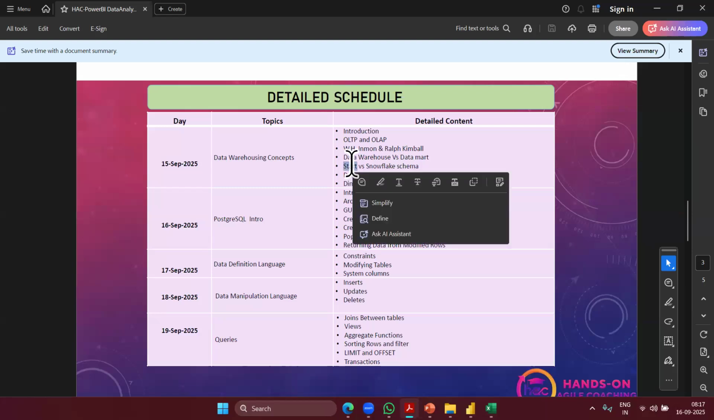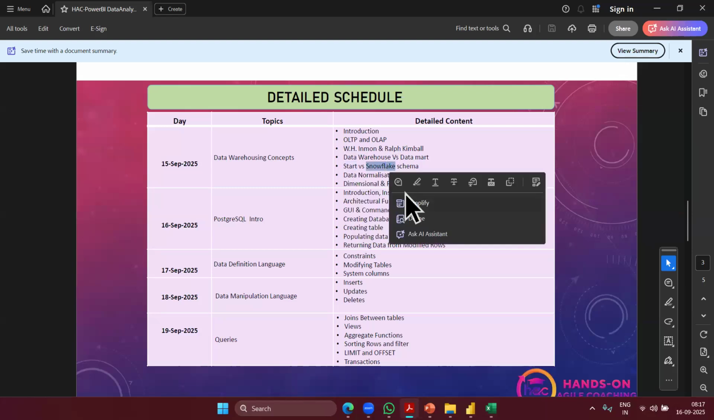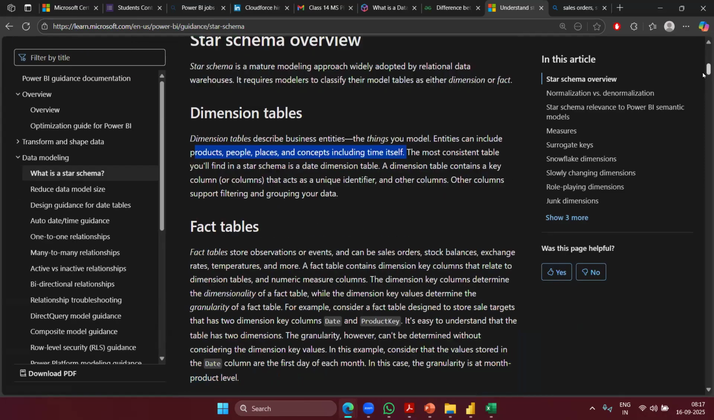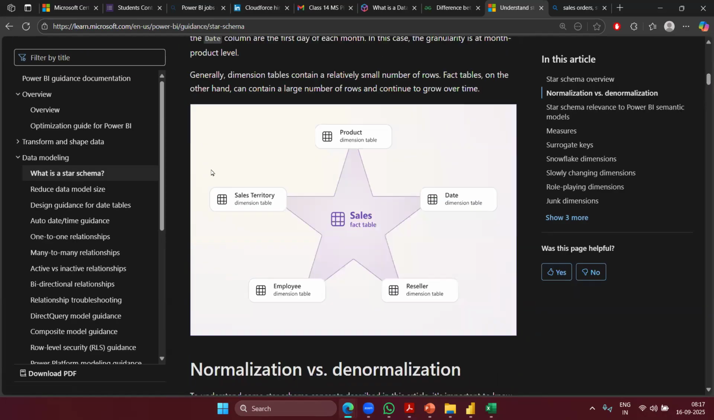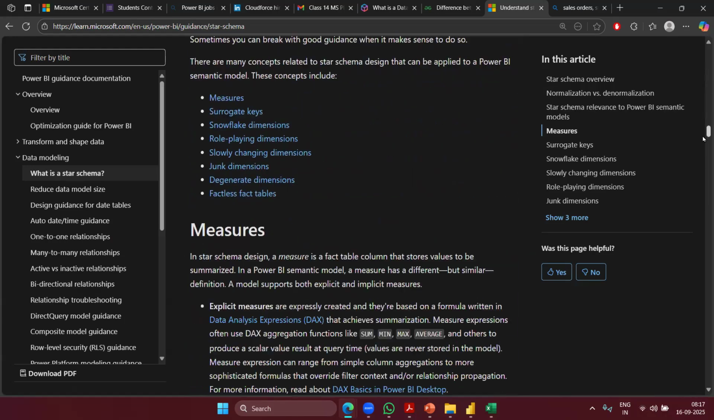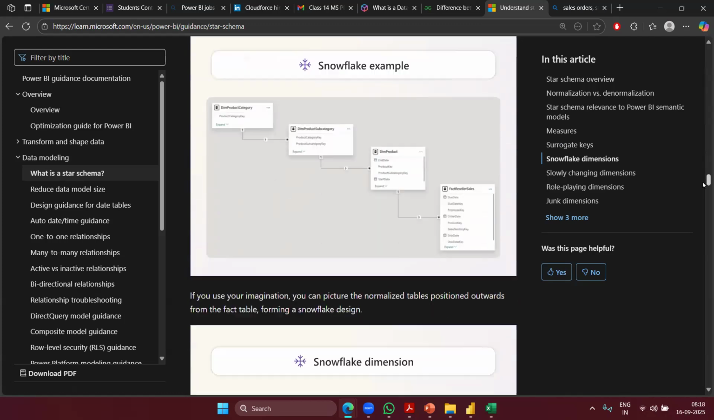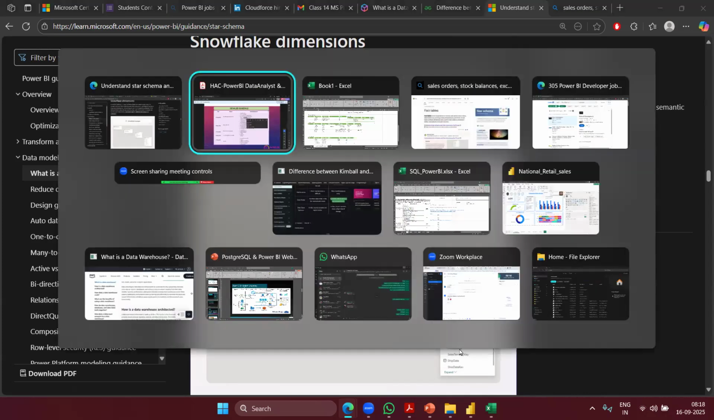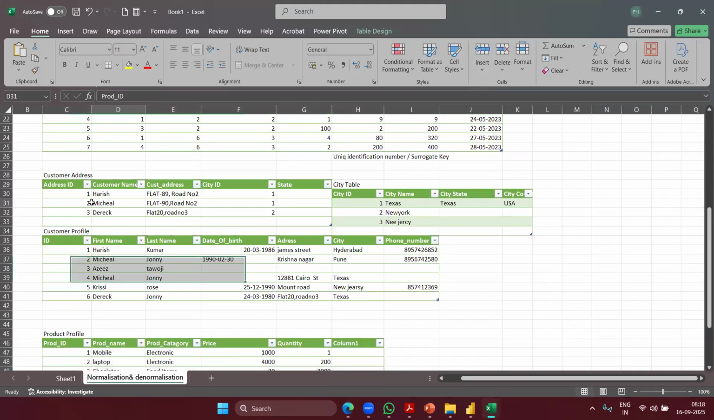Normalization, denormalization, star schema. We have seen the snowflake schema, and now we discuss it. When there is one level of relation, we call it a star schema. At the same time, suppose we have multiple relations. How is it possible? Take the customer address, where I'm going to collect customer name, address, city, state.